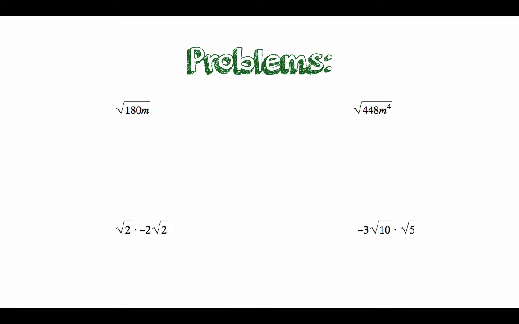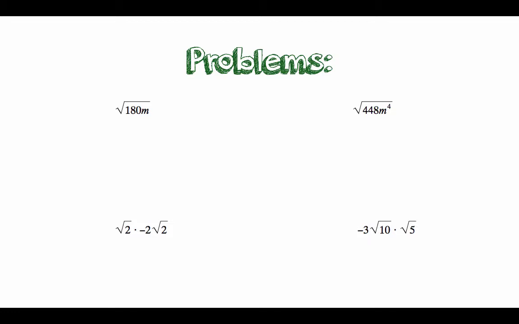The next set I want to try with a couple different things here. I want to try the square root of 180m, and then the square root of 2 times negative 2 times the square root of 2. I want to work through both of those real quick. So to start, we want to find the factors. Now, m is just by itself. We can't do much for it.